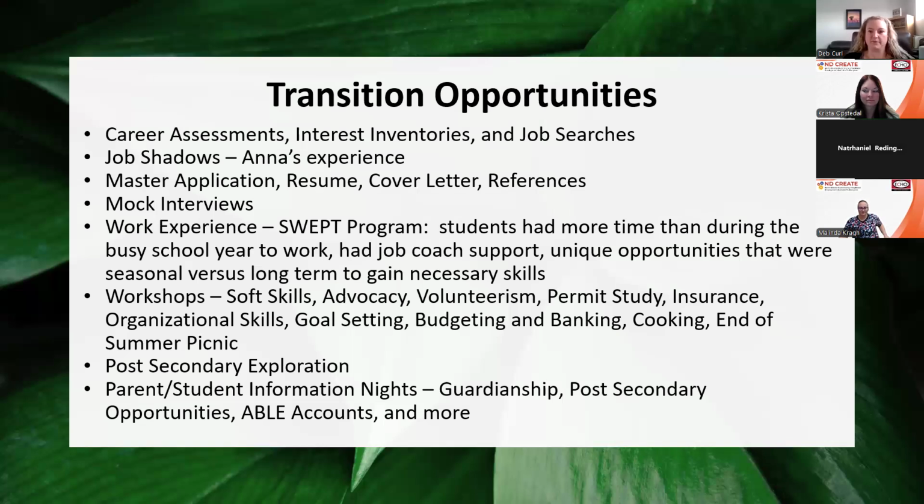move out on your own, you'll need car insurance, renter's insurance, whatever types of insurance, just so they had an awareness about those types of adult sort of things they would have to start thinking about. We had a workshop on organizational skills. How do you keep track of things and stay on task? Goal setting, budgeting and banking.